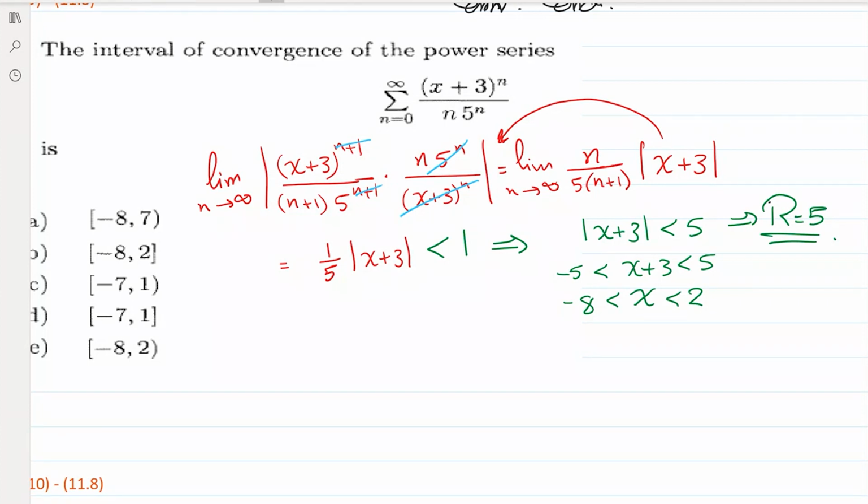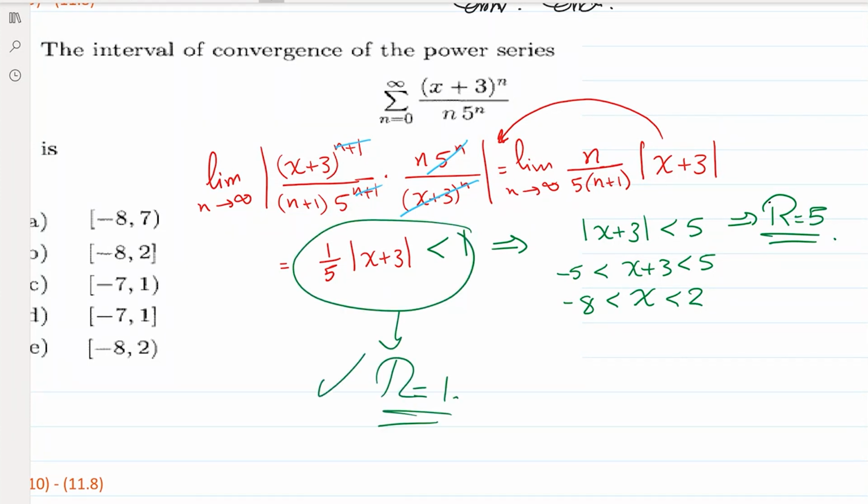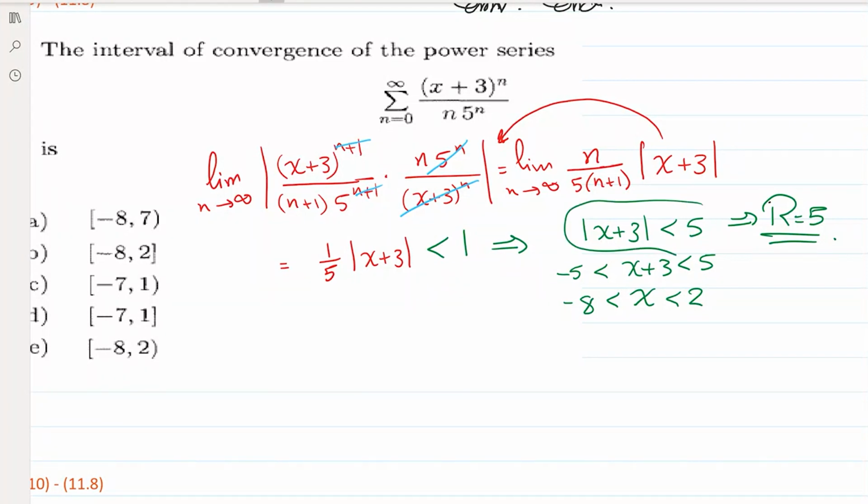Now, can I consider it from this form and say that the radius of convergence equals 1? No, you cannot. Why? Because the coefficient outside should be 1. So after I multiply 5 to both sides, I put it in this form. Now the coefficient outside the absolute value is 1, and the coefficient of x is also 1. So the radius of convergence will be just this number, or this distance divided by 2, which is also 5.